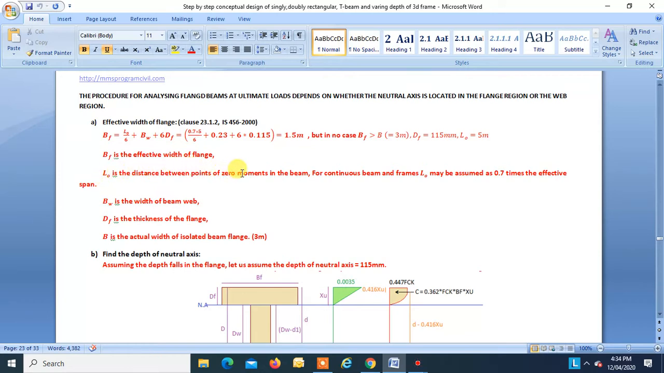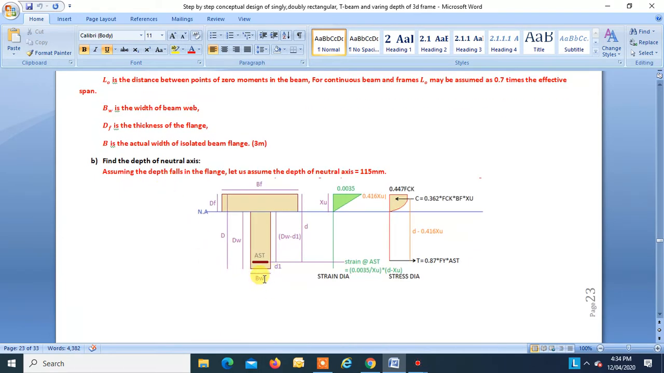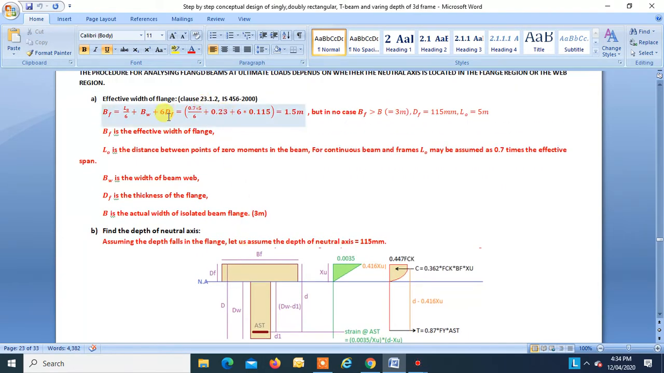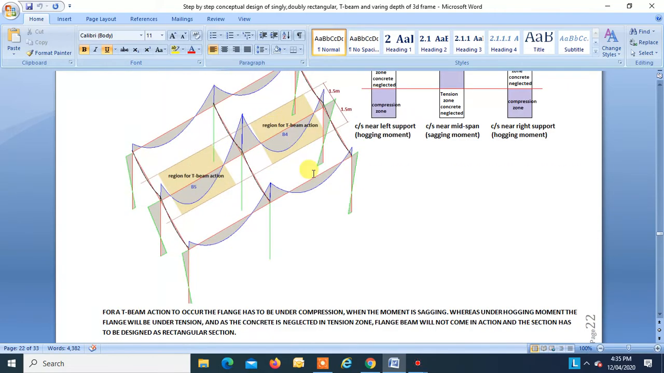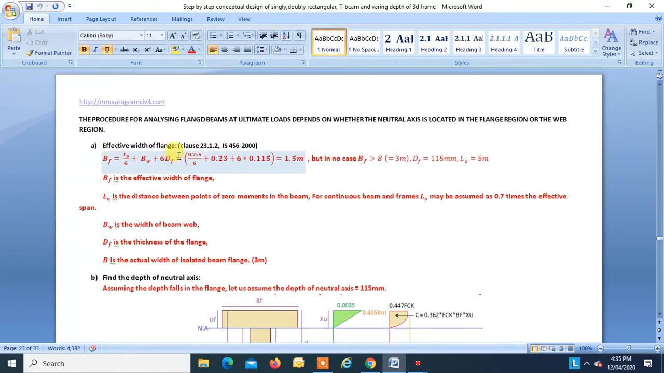L0 is the distance between the zero moments in the beam. For continuous beams and frames, L0 may be assumed as 0.7 times the effective span. Our effective span is 5 meters, into 0.7, divided by 6. BW is the width of the web, that is 0.23. DF is the depth of the flange, that is 0.115. We get BF equal to 1.5 meters. Now 1.5 meters is less than B, this is 3 meters. So we will take our effective width of flange as 1.5 meters, okay.